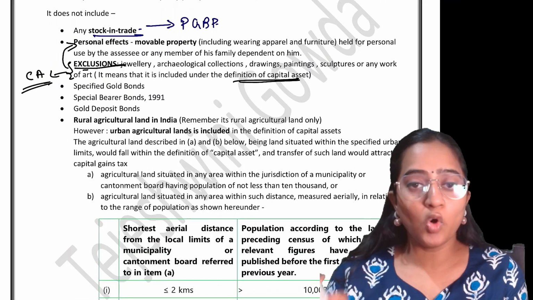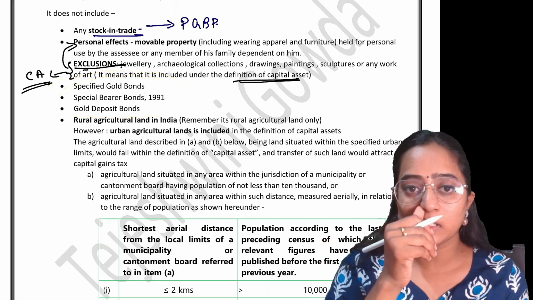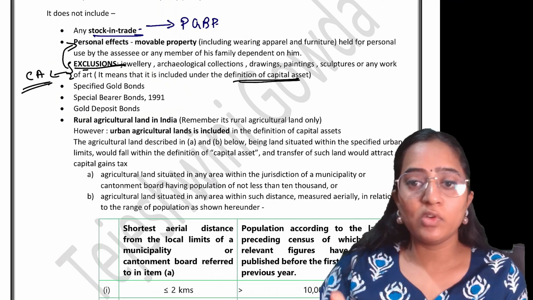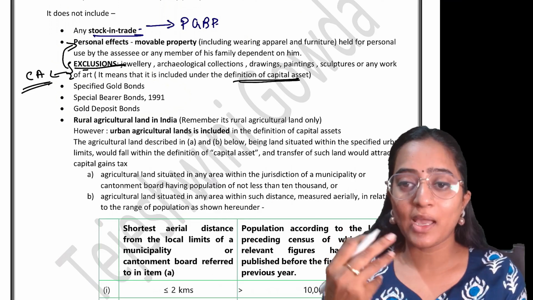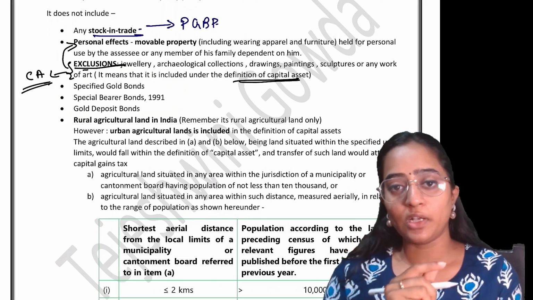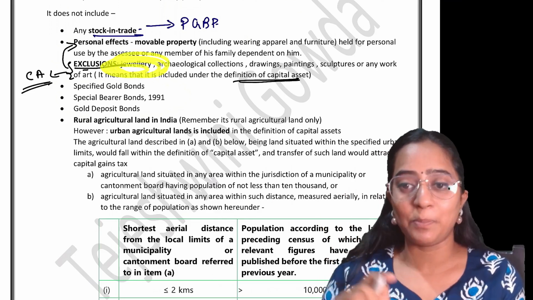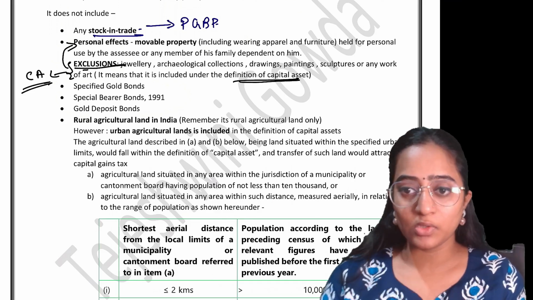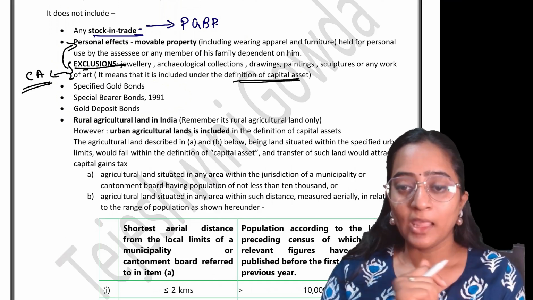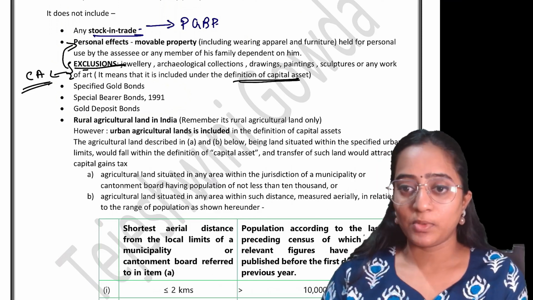Specified gold bonds, special bearer bonds, gold deposit bonds, sovereign gold bonds, all these do not come under the definition of capital asset. People, remember, the intention behind the government over here is very simple. Even though jewelry is a personal movable property, they have included it under the definition of capital asset, because once it is included under the definition, it becomes taxable. If it is not included in the definition of capital asset, then it is not going to be taxable.